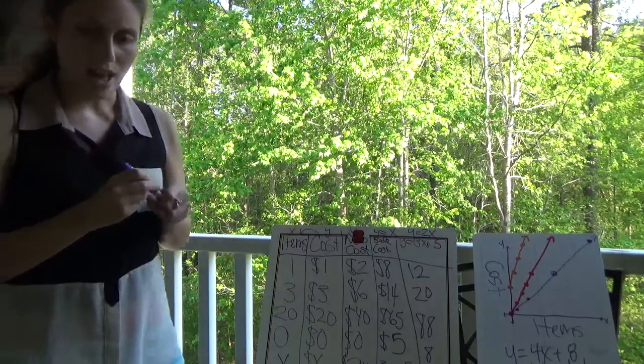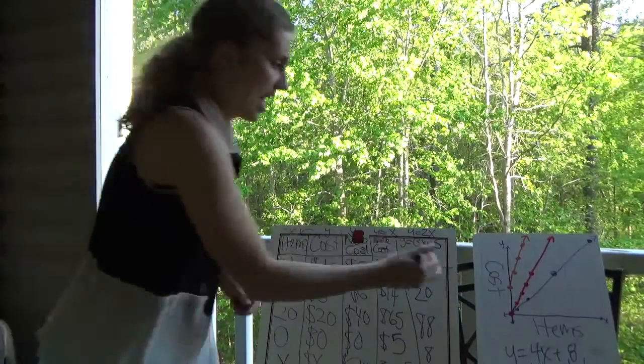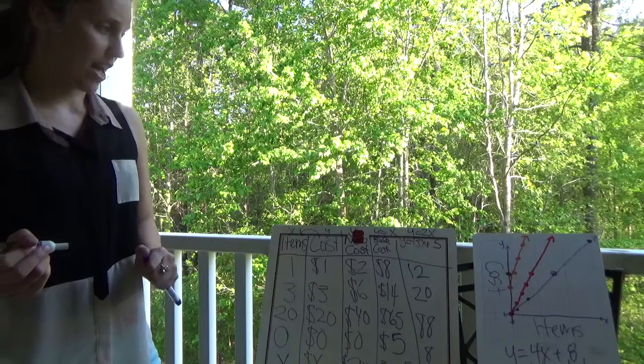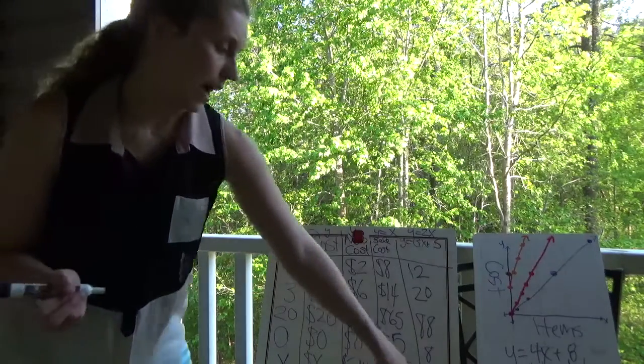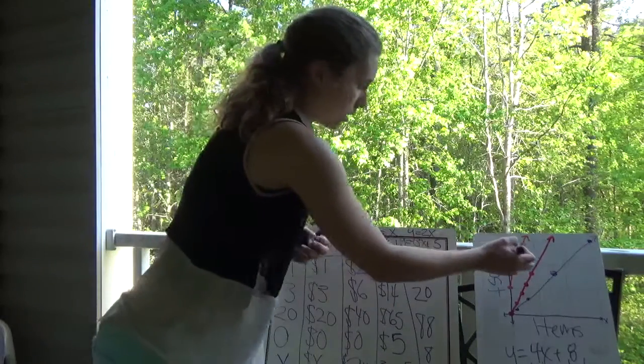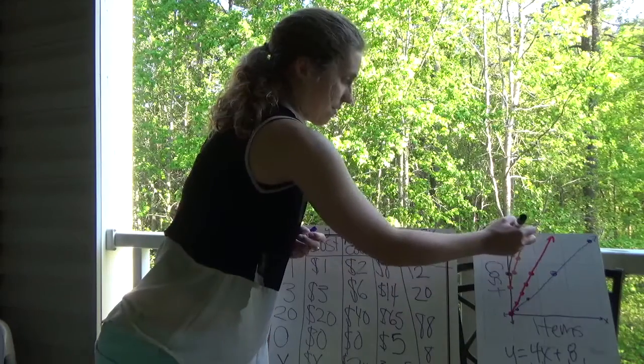Interesting. So how do we graph that? Well, we start up at the 8, like we did on that 3x plus 5. And then we go up by 4s. Over 1, up 4. Over 1, up 4. Ooh, it goes off the graph.